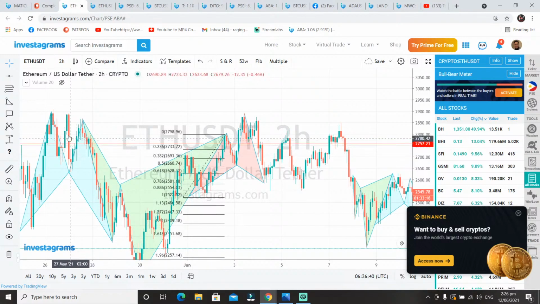So we have this one. So we have a big pattern here. This is X, A, B, C, D. So I think that this is a Gartley pattern. This is a cipher pattern. This is another cipher pattern.